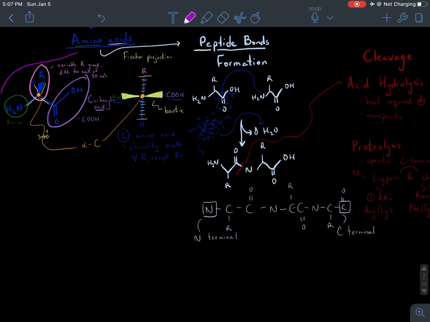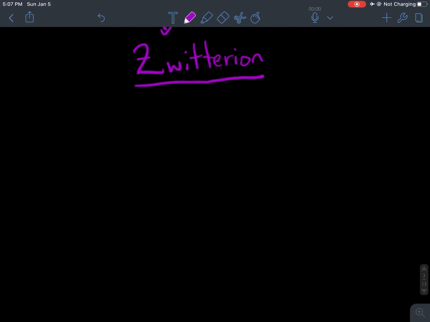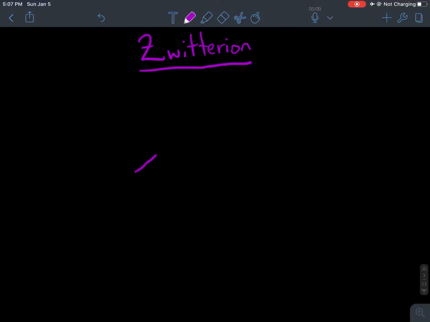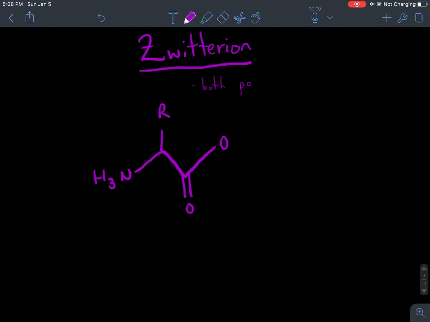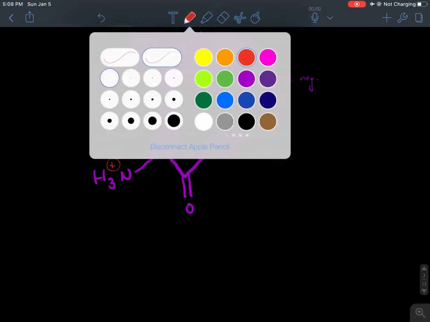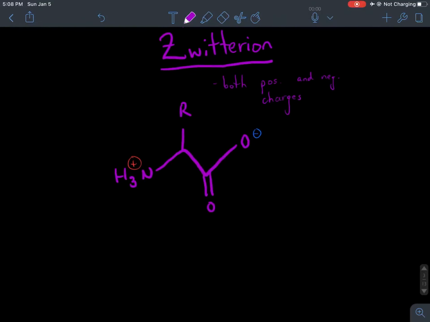Okay, so the way I've been drawing amino acids so far isn't completely faithful to how they look inside the body. And so that's what I'll be talking about in this video. So we'll start off with something called a zwitterion. And what a zwitterion is, it's a molecule that has both a positive and a negative charge. And Zwitter in German means hybrid. And so it's a hybrid between a positive ion and a negative ion, but it has a net neutral charge.